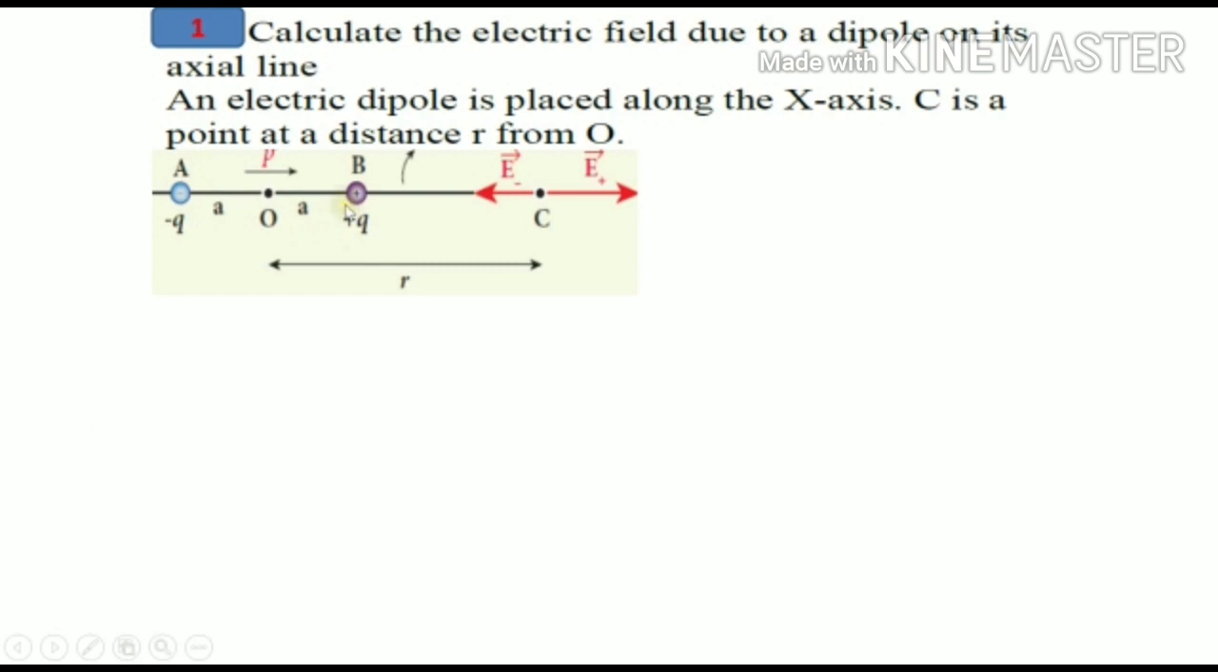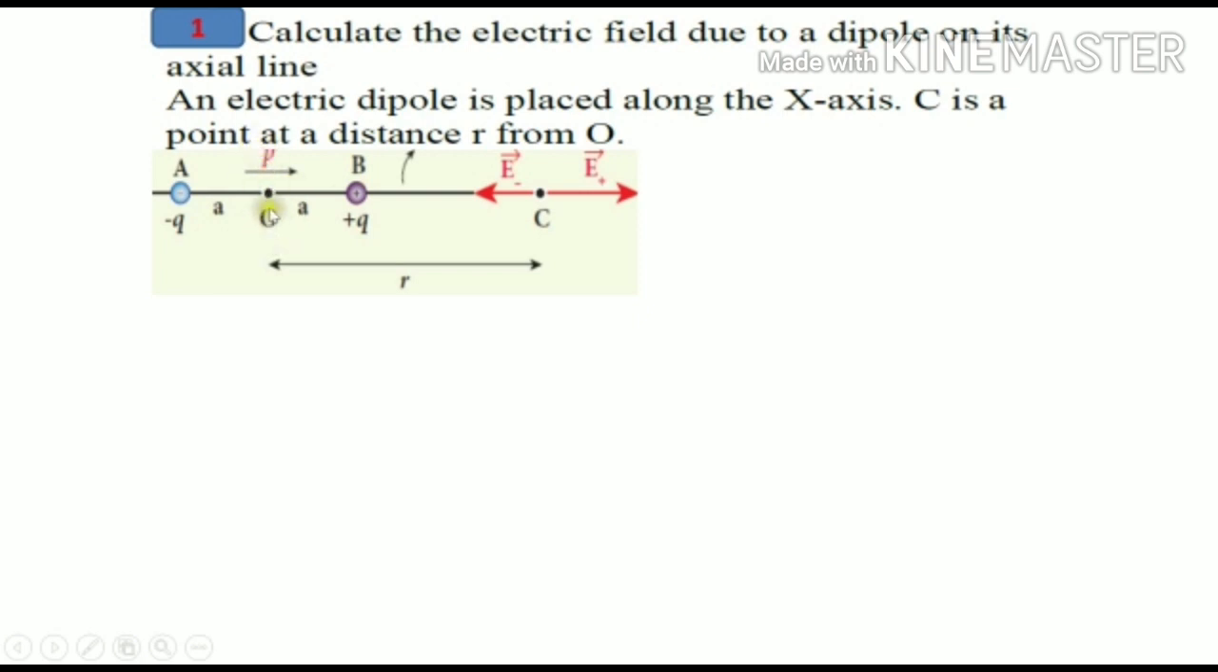Here A and B are the two points with two equal and opposite charges. At point A, minus q, and at point B, plus q, charges are located. O is the midpoint of the two charges. The point O lies at a distance a from point A. Similarly, the point O lies at a distance a from B. p vector is the dipole moment. The dipole moment is calculated as the magnitude of one of the charges multiplied by the distance 2a.